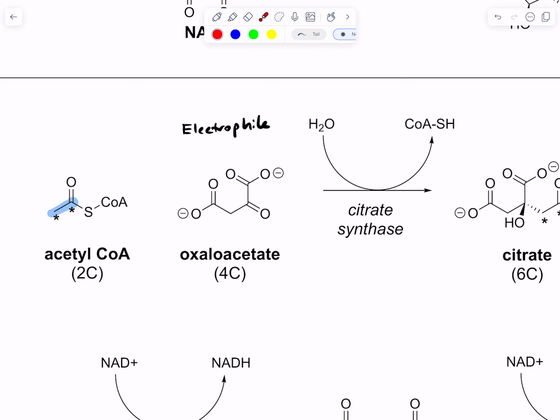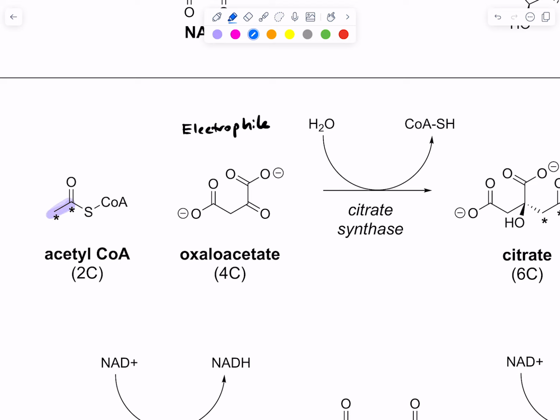Carboxylate or ketone, which one is the most reactive? Ketone is level 1, right? Carboxylates are level 4, so we can ignore them. I think I want to use purple for acetyl-CoA. Just changing my mind on colors.